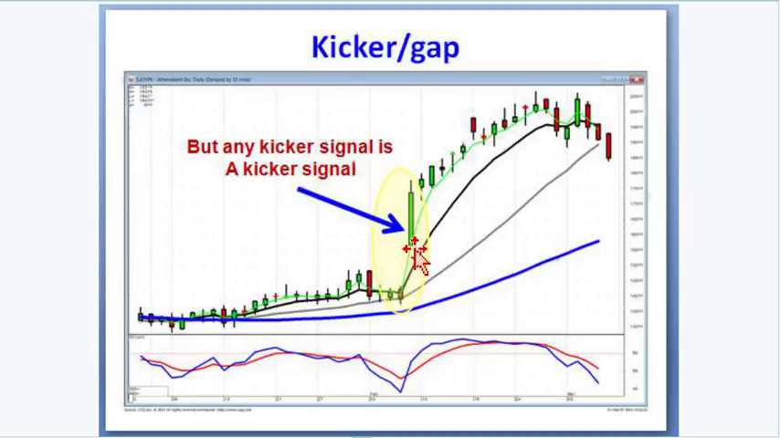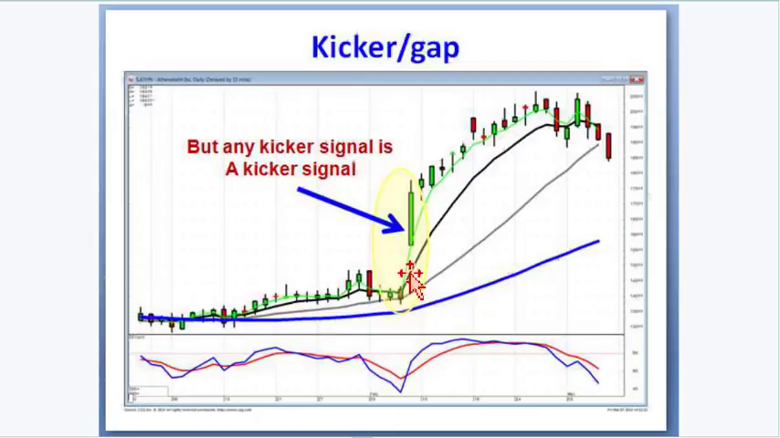If I happen to see this going on, then I flip to my 10-minute chart and say, all right, should I be buying here? If the 10-minute chart on this kicker signal looks the same, let's say this was the kicker signal, you flipped over and this is what the 10-minute chart looked like. Yeah, as long as it stayed above the T-line, you want to be a buyer.